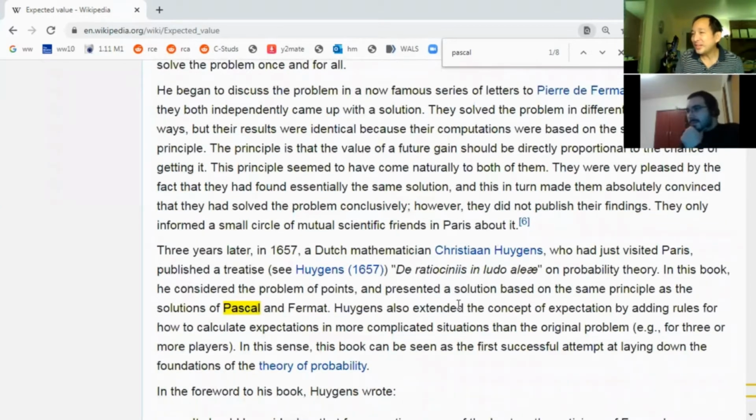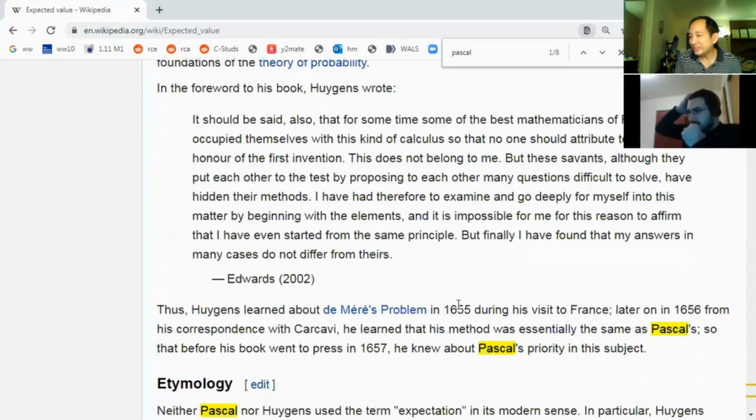Three years later, in 1657, a Dutch mathematician, Christian Huygens, who had just visited Paris, published a treatise, De Ratiociniis in Ludo Aleae, on probability. In his book, he considered the problem of points and presented a solution based on the same principles as the solutions of Pascal and Fermat. Huygens extends the concept of expectation by adding rules for how to calculate expectations in more complicated situations than the original problem, e.g. for three or more players. In this sense, this book can be seen as the first successful attempt at laying down the foundations of the theory of probability.